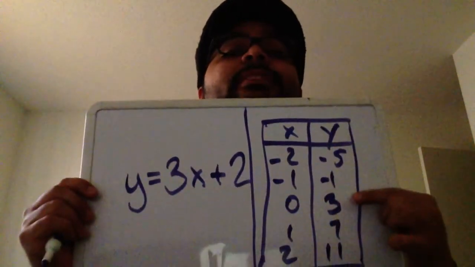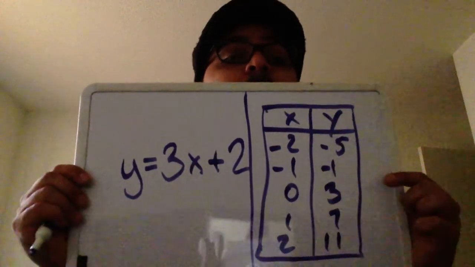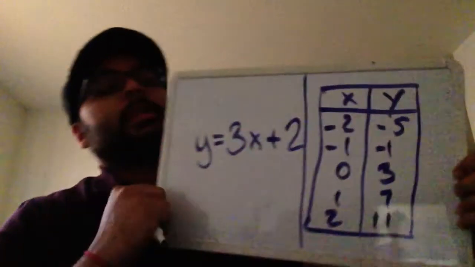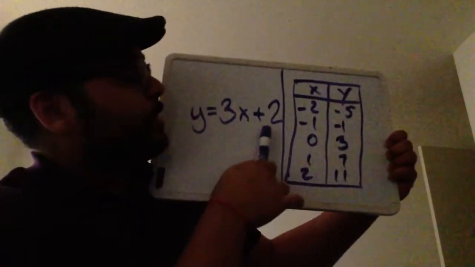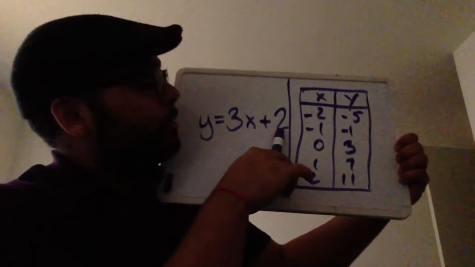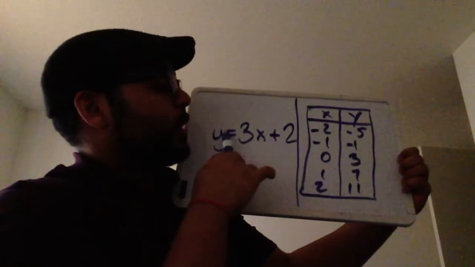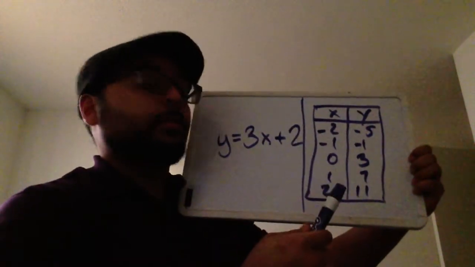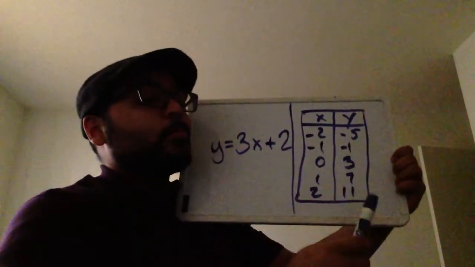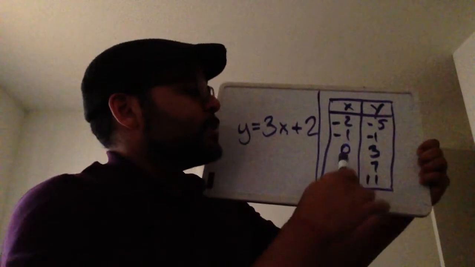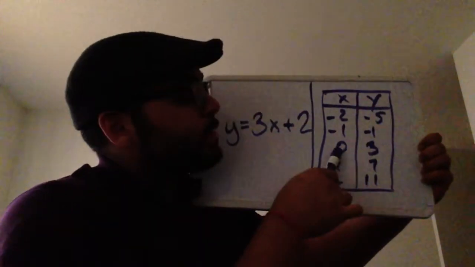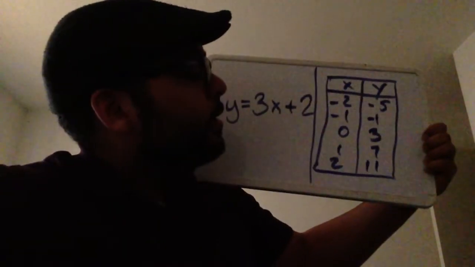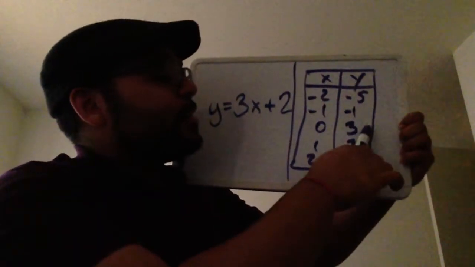The initial value is the y-intercept. The y-intercept is where it crosses the y-axis. Now, where it crosses the y-axis on this one is 2. That's what b is in this equation. Y equals mx plus b. B is the y-intercept, b is the initial value. In the table, we know that our y-intercept is when x equals 0. Well, x equals 0 and y is 3. Okay. So we know that this one has a higher initial value.